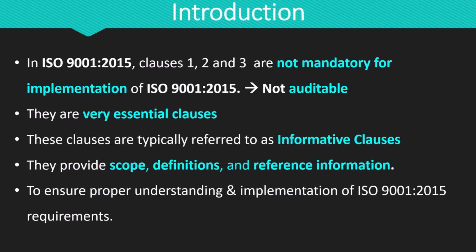Even though they are not mandatory to implement the standard, they are still very essential clauses because they provide important information about the standard, so they are typically referred to as informative clauses. They provide us the scope of the standard, which is the boundary, what's included and what's not included. Key terms and their definitions are also provided here, and the reference information about the standard is also provided by these three clauses. In general, to ensure proper understanding and implementation of ISO 9001-2015 requirements, it is a must to know these three clauses.